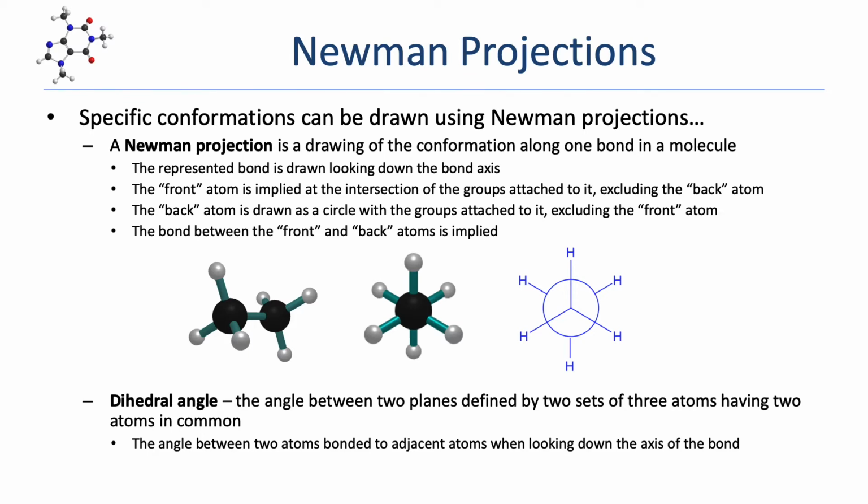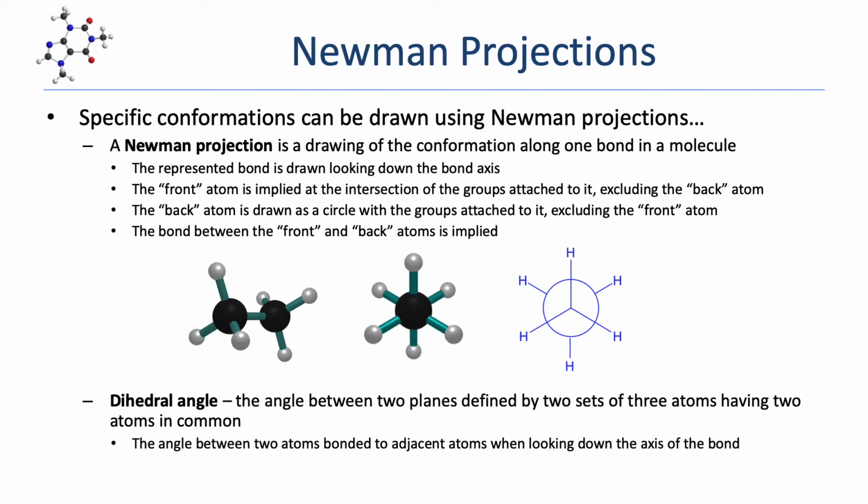Now, one way that conformational information can be conveyed is in terms of a dihedral angle. A dihedral angle is an angle between two planes defined by two sets of three atoms having two atoms in common. Everybody got that? Probably not. Well, that's the real definition. It is a cumbersome definition, and it can be simplified. If you look at a Newman projection, or a model where you're looking straight down a bond like this, the dihedral angle is simply the angle between two different bonds or two different groups, one on the front atom and one on the back atom.